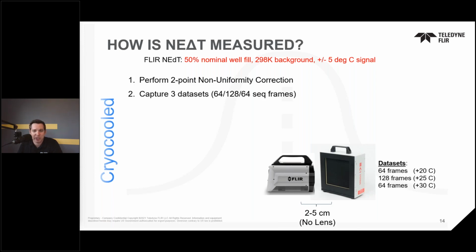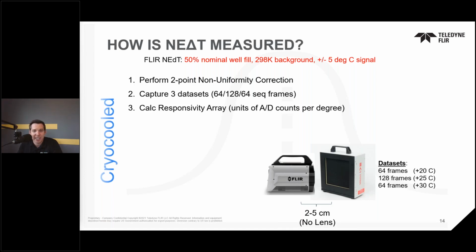For the first data set, now that we've got that NUC done, we set the black body temperature to 20 Celsius and collect 64 sequential frames of data. Take the average of those frames for each pixel to build an array, and that array represents the response at 20 C. The units of this measurement, again, are A to D counts.